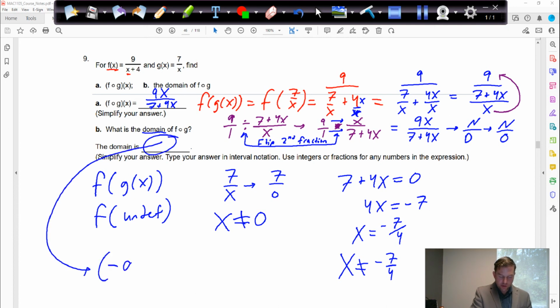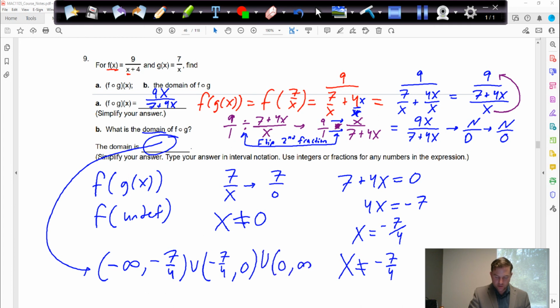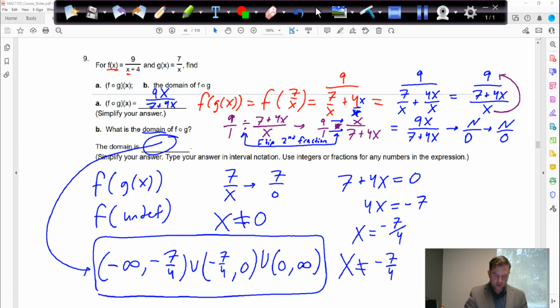So we're going to start at minus infinity, go to minus 7/4, exclude that, pick up at minus 7/4, go to 0, exclude that, pick up at 0, and go to infinity. So all of that would be the answer for this composite function. So kind of a lot there.